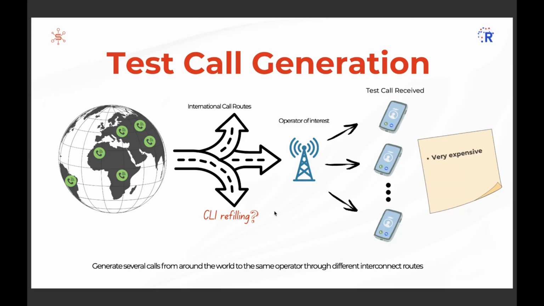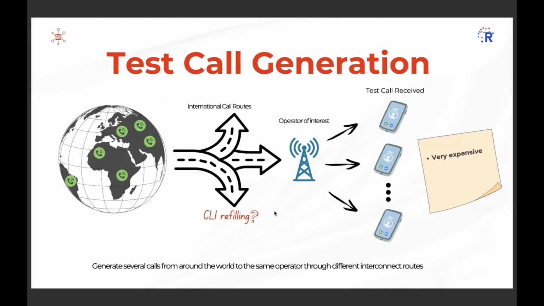So how do we actually detect when CLI spoofing or route manipulation is happening? One of the main methods used today is something called test call generation, or sometimes it's referred to as probe testing. How does it work? We simulate real calls, just like a normal customer would make from different international locations. As you can see here on the left side of the slide, each of these calls travels through different interconnect paths, but ends up at the same destination operator. Then we compare the results. We look at how the caller ID shows up on each call and how the call is classified or handled.